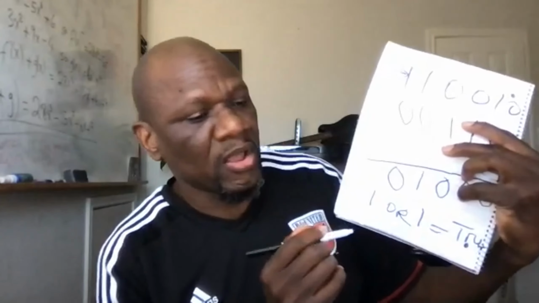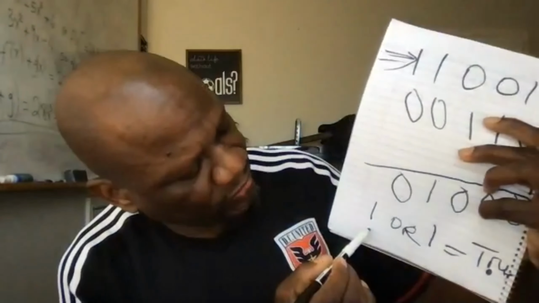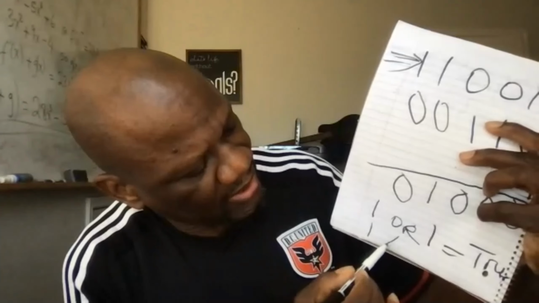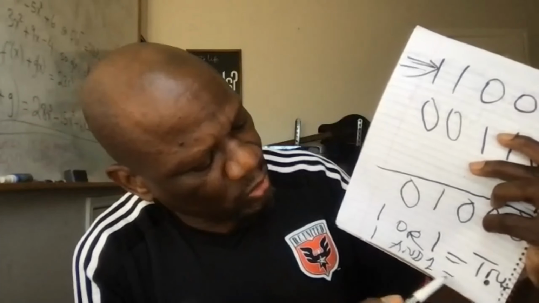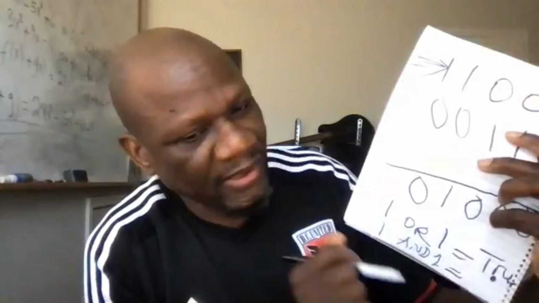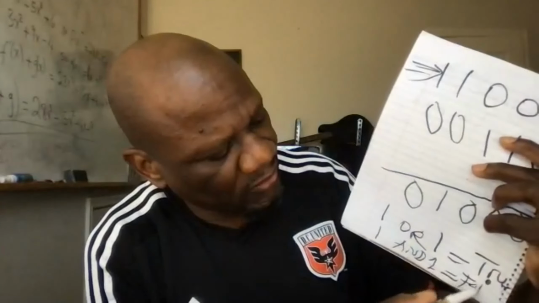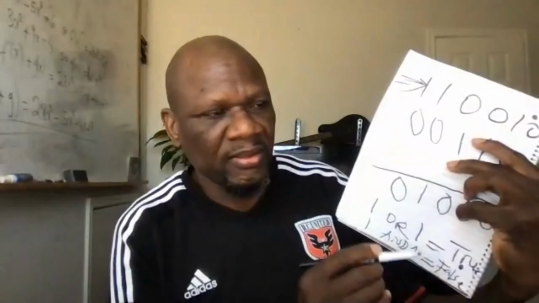But if we say Dorothy and Esther, and only Esther comes but Dorothy doesn't show up, then this will be false. Now that means in binary, one always means true, and zero always means false.